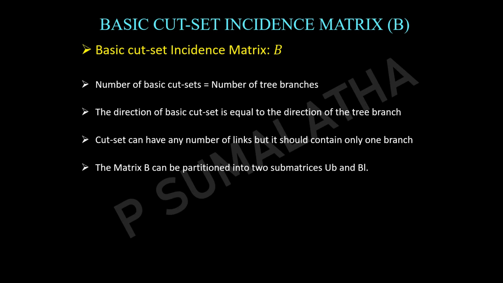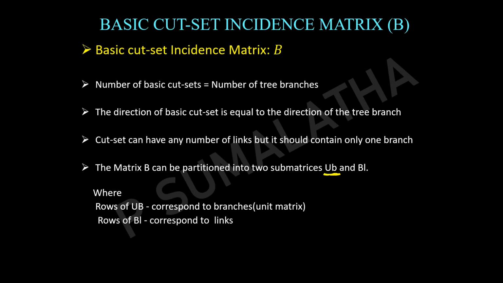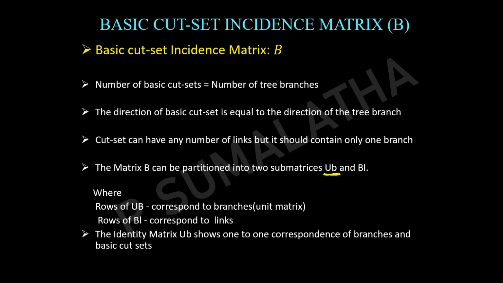Once you form it, the B matrix can be represented as two submatrices. One submatrix is UB, where U represents the unit matrix. Whatever we get with respect to the branches will be the unit matrix. It is a 1-to-1 correspondence. And BL represents the cutset matrix with respect to links. As I said, the rows of UB correspond to the branches, and BL is the rows corresponding to links. Also UB shows the 1-to-1 correspondence of branch and basic cutset.